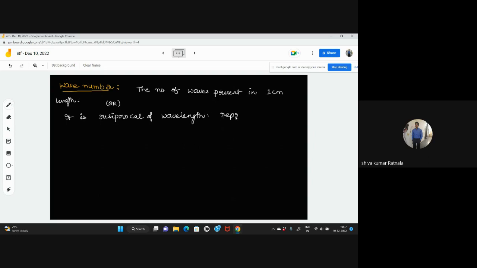It is represented by nu bar. This we will study as nu bar. Nu bar equals 1 by lambda. And units are what? Centimeter inverse or meter inverse. Okay.